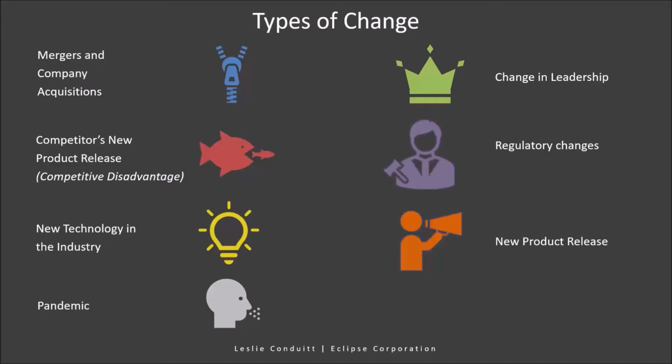Then competitors' new product releases. This is really what I call a competitive disadvantage. This is best shown by the automotive industry: if you're not offering electric cars, you might lose advantage. So we have to react to that by bringing a product out and then bringing that product to market. And then, of course, changing all of our documents to take advantage of the new product release.